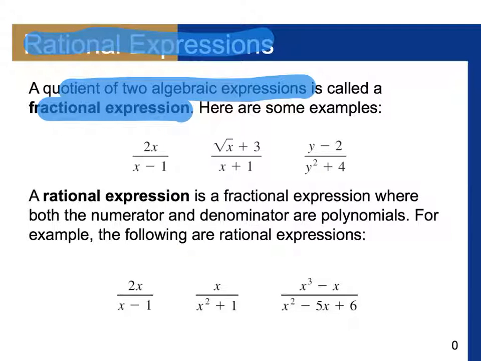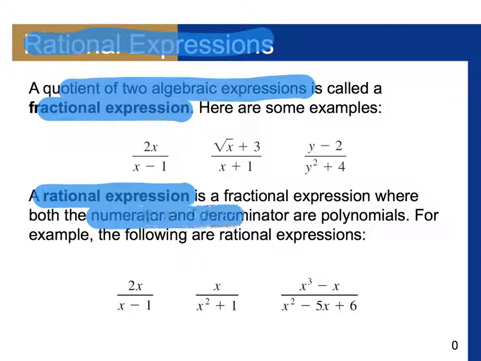And here's some examples. 2x over x minus 1, square root of x plus 3 over x plus 1, and y minus 2 over y squared plus 4. When we talk about a rational expression, we're being a little more specific. It's a fractional expression where both the numerator and the denominator are polynomials. So in this case, this is also a rational expression because these are both polynomials.